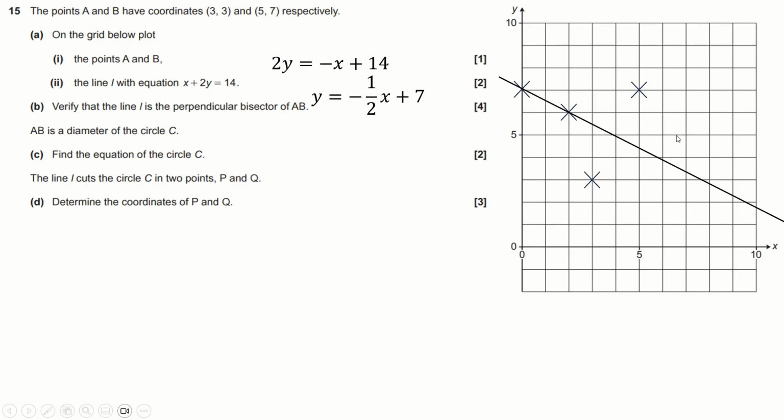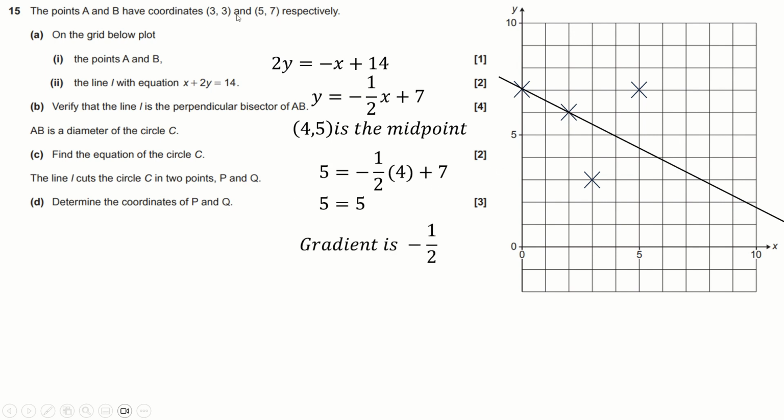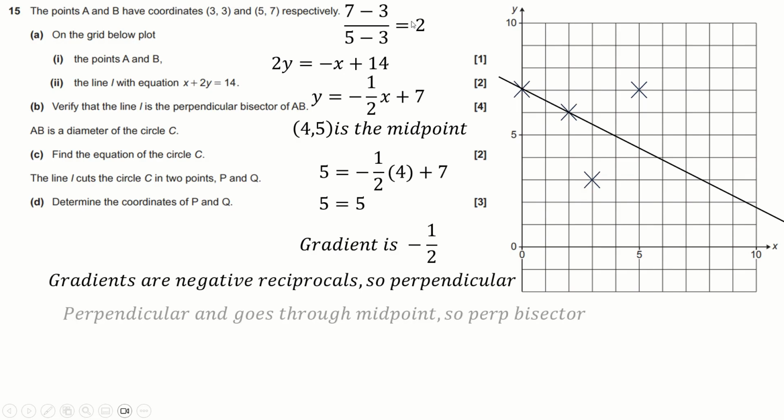Verify this line is a perpendicular bisector of AB. So 2 things for a perpendicular bisector: needs to bisect, which means in the middle of the 2. So the midpoint of this is 4, 5, I believe. Does this go through 4, 5? Put in 5 here, put in 4 there, and you verify that it does, which is good. Is it perpendicular? Well, the gradient is minus 1/2. The gradient of A to B, again, change in y is 4, change in x is 2. That's going to be 2. These 2 things are negative reciprocals of each other, so they are perpendicular, and so it meets both criteria, and so it is the perpendicular bisector.